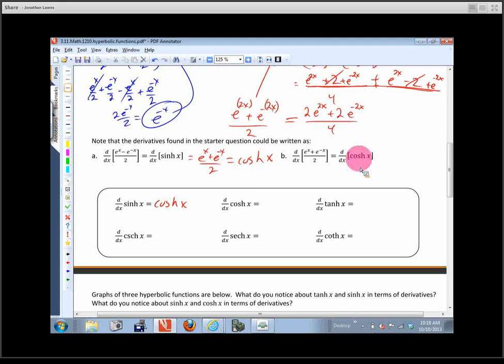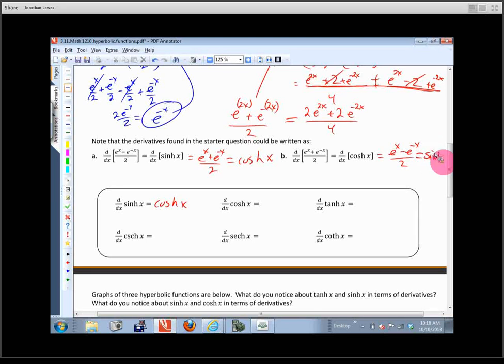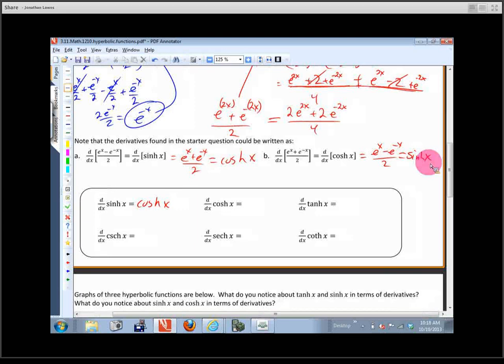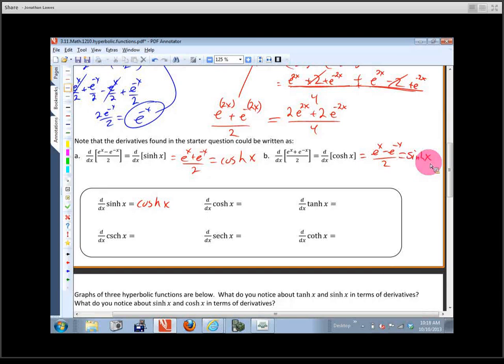Well, now here's where it's a little bit different. What was the derivative of this right here? e to the x minus e to the negative x all over 2, right? So it was the sinh. How does that differ from the trig functions? It's not negative, okay? So this is sinh of x. So normally when we found the derivative of cosine, we ended up with a negative sign. Not the case here. It's not negative. It's still positive, okay?